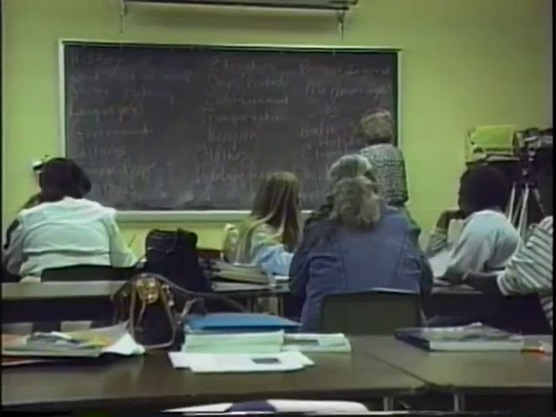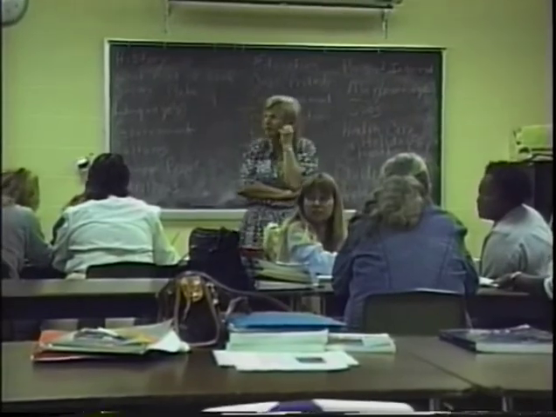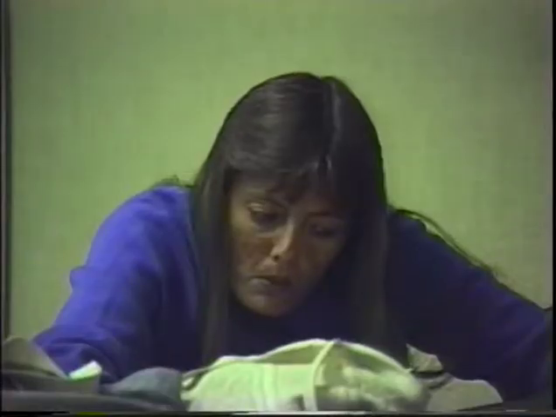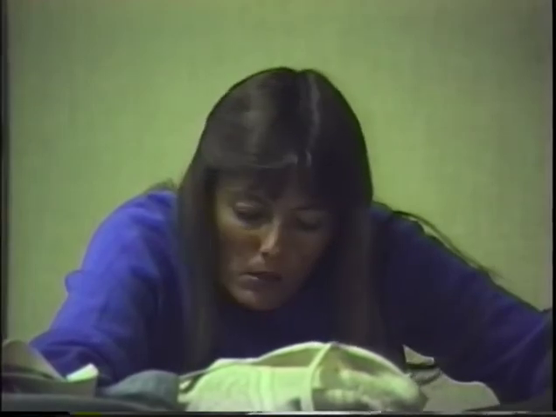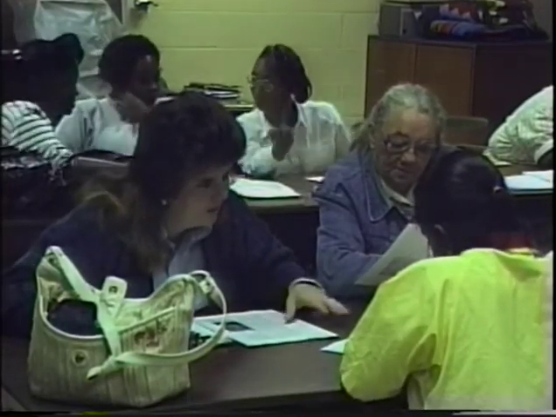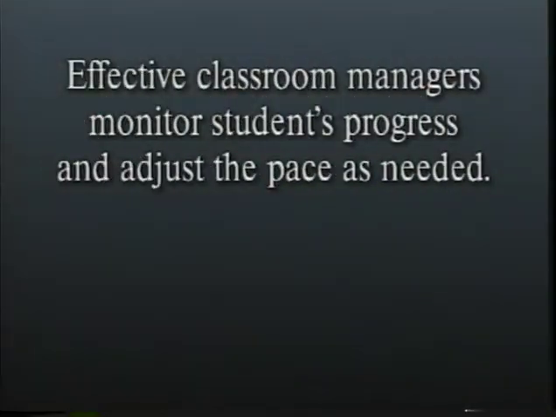In a typical classroom, most adult students function at different stages of development and learn new concepts at different rates. One student may learn a new word after seeing the word only a few times, while another student may need 50 repetitions in order to learn the same word. As students advance to higher stages of development, continued modifications are needed in instruction. Effective classroom managers monitor students' progress and adjust the pace as needed.